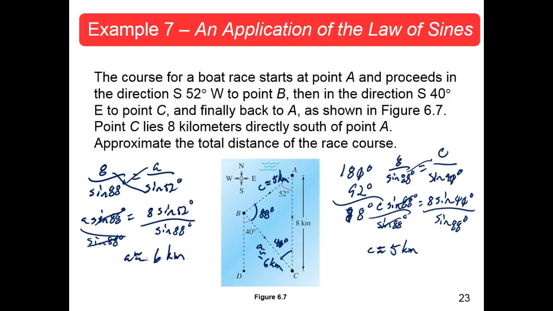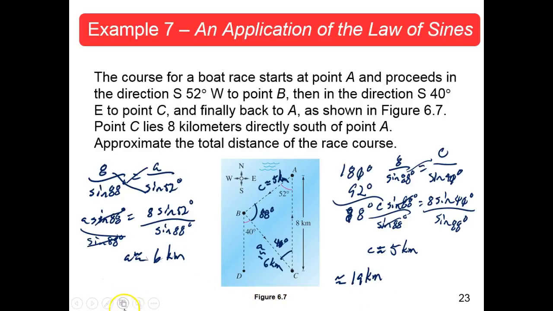And then the answer to the question, approximate the total distance of the race course: 5 plus 6 is 11, plus 8 is about 19 kilometers. So the answer is approximately 19 kilometers. Now, I bet in the book they're going to use a lot more decimal places than this, and they're still going to get about 19 kilometers. 19.46.